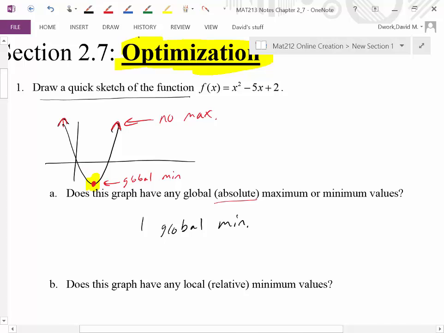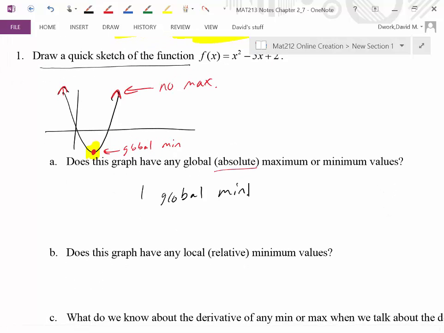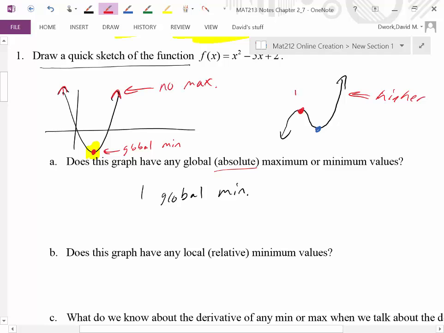Okay, great. Does this graph have any local or relative minimum values? Well, the concept of local or relative means it could be something like this. So for example, if I had a graph that looked like this, you see we have one maximum right there, and we have one minimum right there, but they are not global, because at some point for the red maximum, this graph does go higher. It's higher over here. So therefore, this is a max, but it is not a global max.